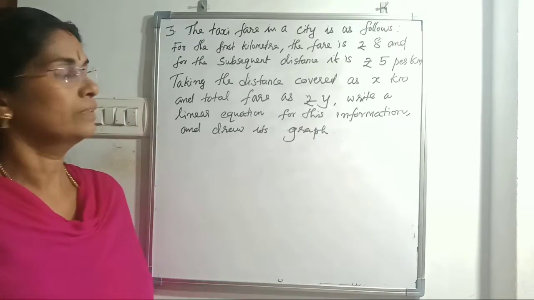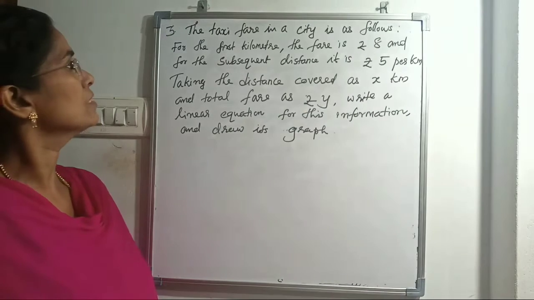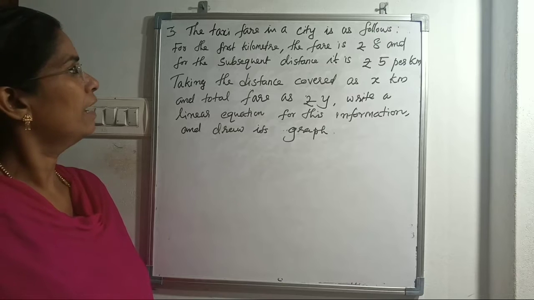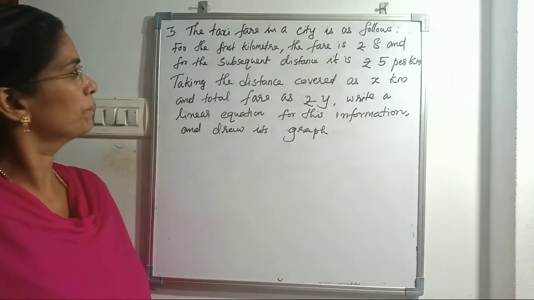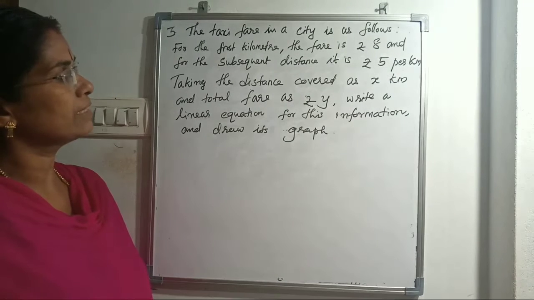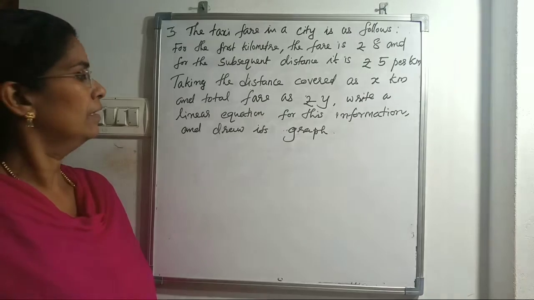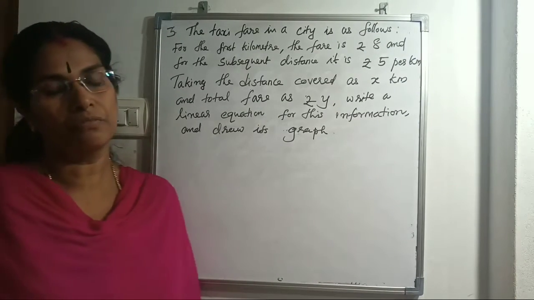Okay, now this is the third question in the graph. The taxi fare in a city is as follows. For the first kilometer, the fare is ₹8, and for the subsequent distance it is ₹5 per kilometer. Taking the distance covered as x kilometer and total fare as ₹y, write a linear equation for this information and draw its graph.